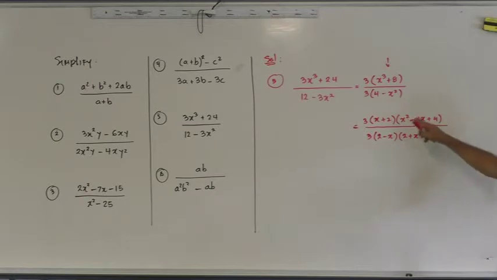Now, can we factorize this big bracket? Can we find two numbers that when you times them together equal 4, but when you add them together equal negative 2? Sorry? Negative?